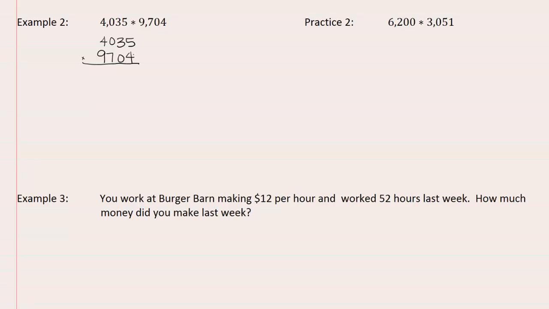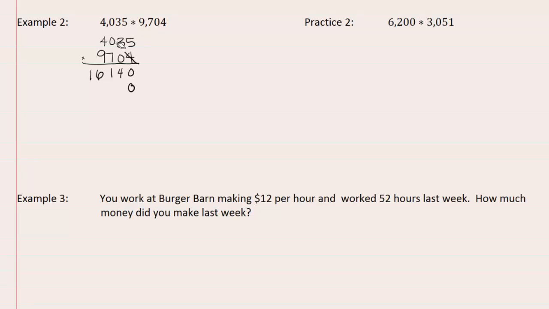Okay, so we get 4 times 5 is 20, carry my 2. 4 times 3, 12, 12 plus 2 is 14. 4 times 0 is 0, and 0 plus 1 is 1. 4 times 4 is 16. So we're done with this 4, so we need one placeholder.